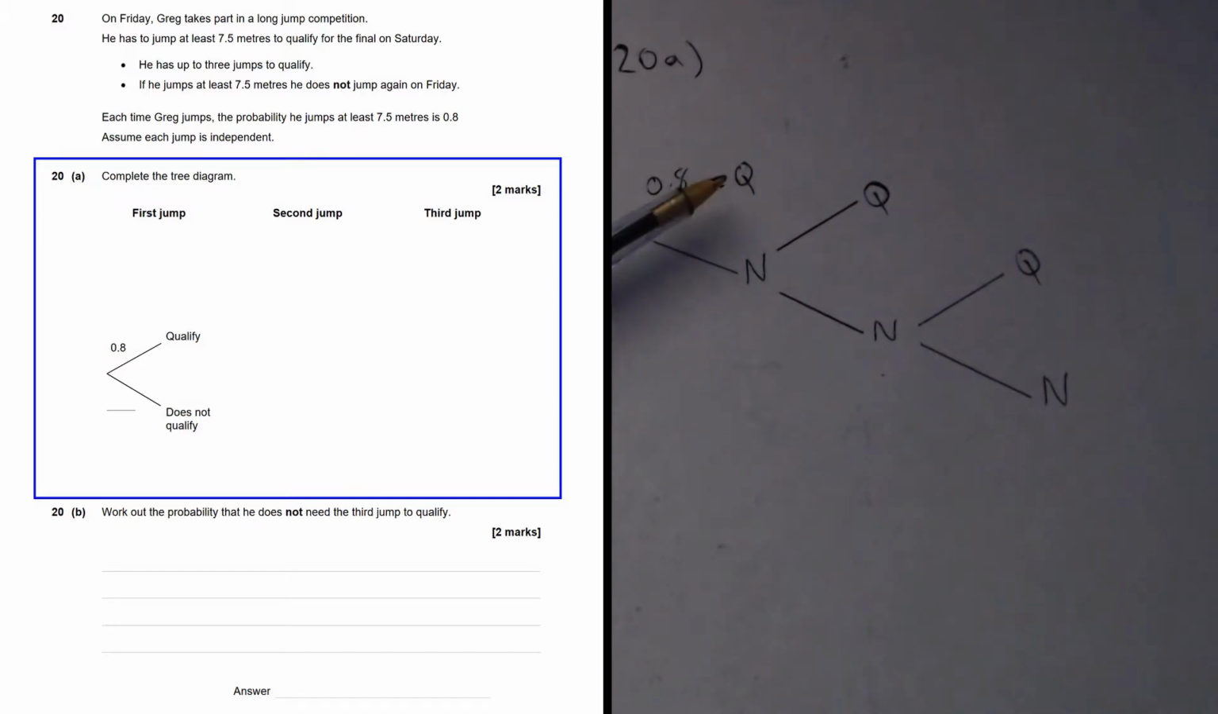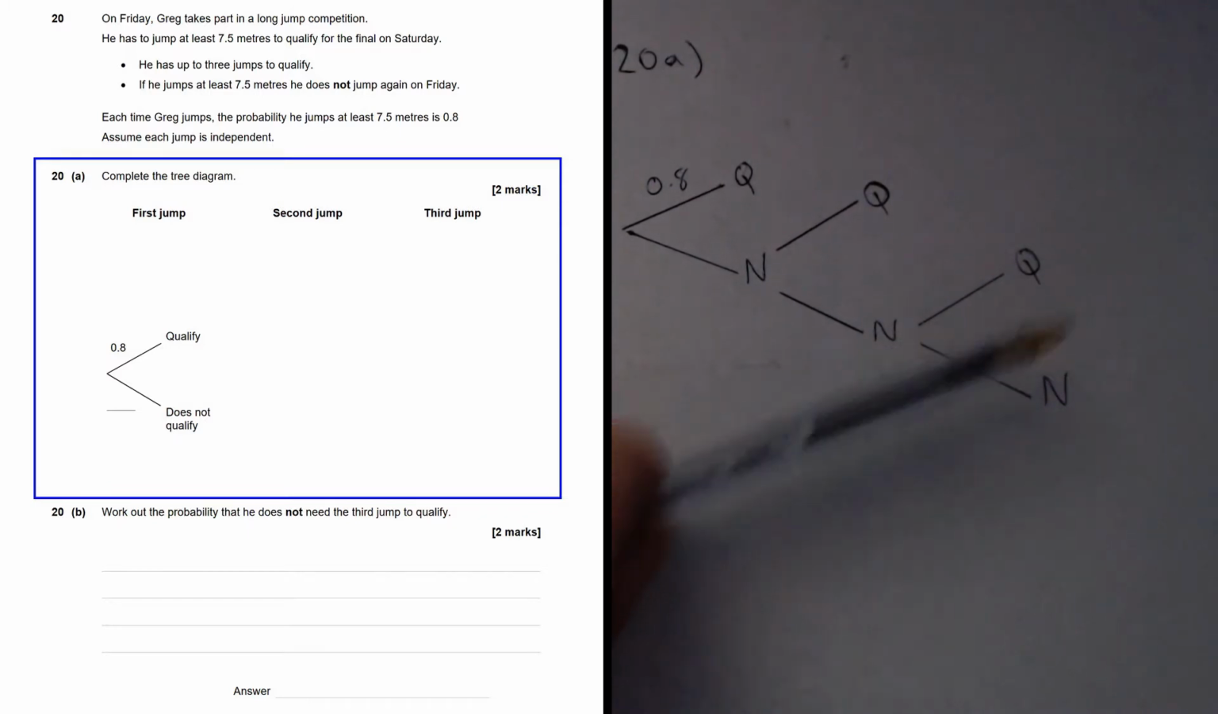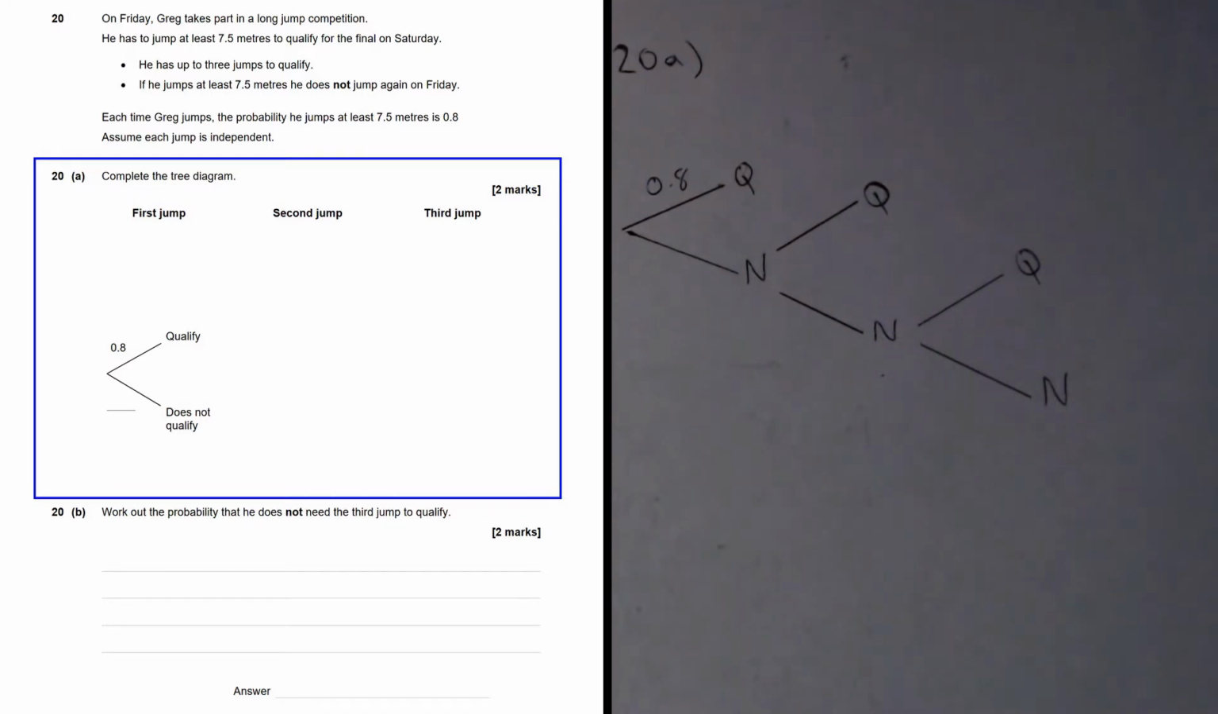If he qualifies, that's it, done. He doesn't need to do anything else, so it just stops there. If he doesn't qualify, he gets another chance. In which case he might qualify and stop, he's done. Or he doesn't qualify. And if he doesn't qualify, he gets his third and final chance, in which he might qualify or not qualify, and then he won't be in the final.